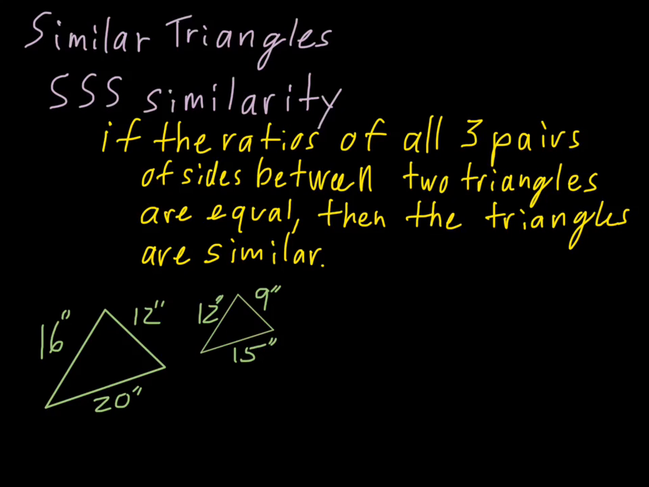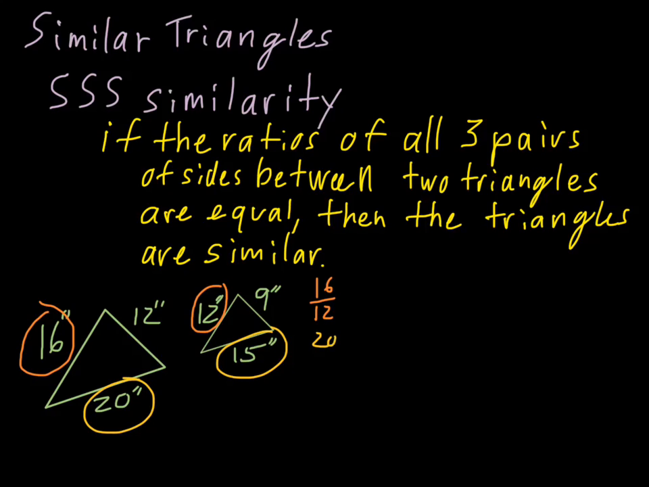First of all, you want to set a ratio up for each side. We know that 16 goes with 12, so I'm going to make a ratio of 16 over 12. And then we also know that 20 goes with 15, so I'm going to make a second one of 20 over 15. And then thirdly, we know that 12 goes with 9.